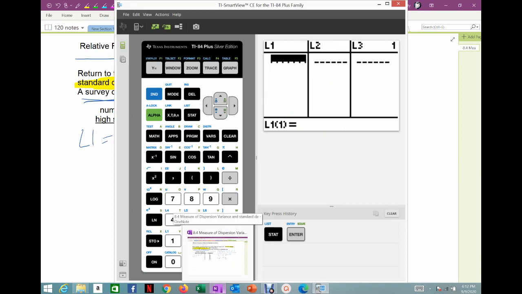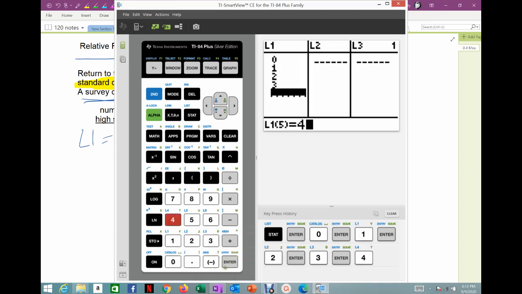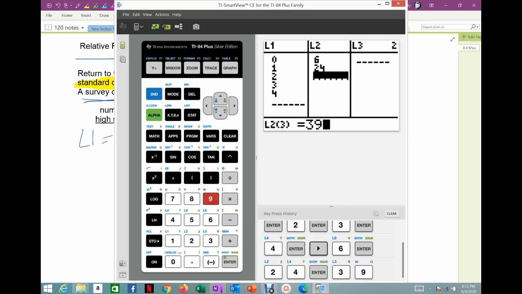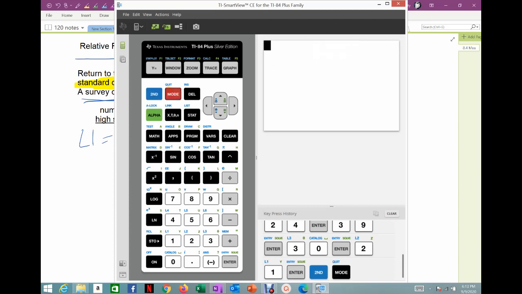Now I'm going to carefully type in my list. So 0, 1, 2, 3, 4 for the years of high school goes in list 1. In list 2: 6, 24, 39, 30, and 21. Let me do a quick glance and make sure I typed them right. 0, 1, 2, 3, 4; 6, 24, 39, 30, and 21. Alright, now do your one variable statistics.